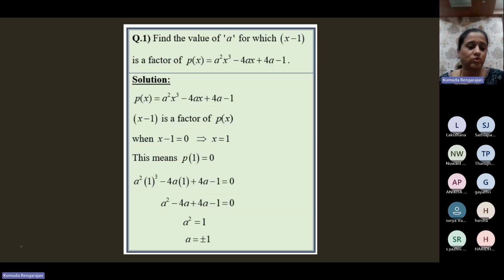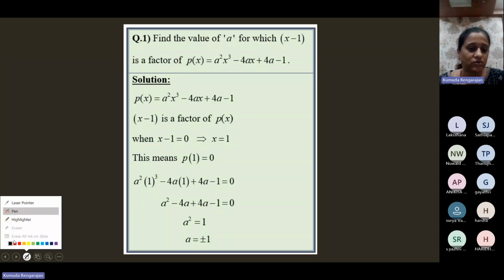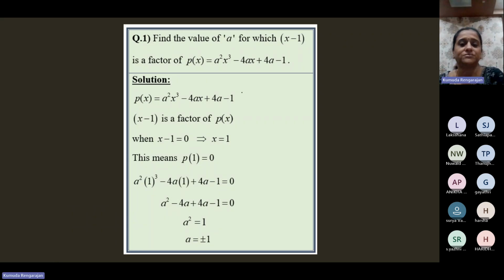To work this out, you need to equate the factor to 0. x minus 1 is a factor of p of x, right? So equate the factor to 0. x minus 1 is equal to 0. On solving this, what do you get? x is equal to 1.